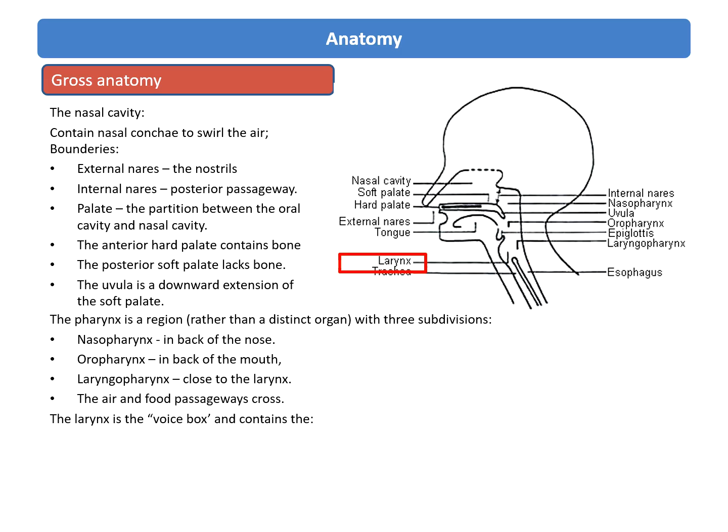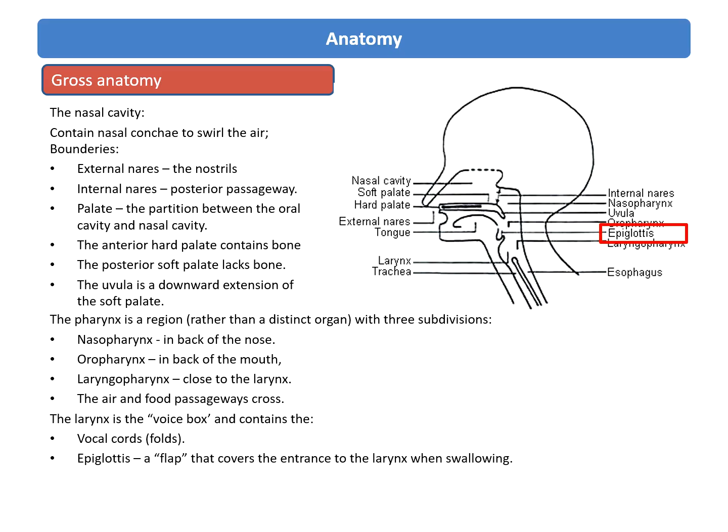The larynx is the voice box. It contains vocal cords or vocal folds. The epiglottis is a flap that covers the entrance to the larynx when swallowing, so it prevents food from going the wrong way. The trachea extends below the larynx into the lungs.